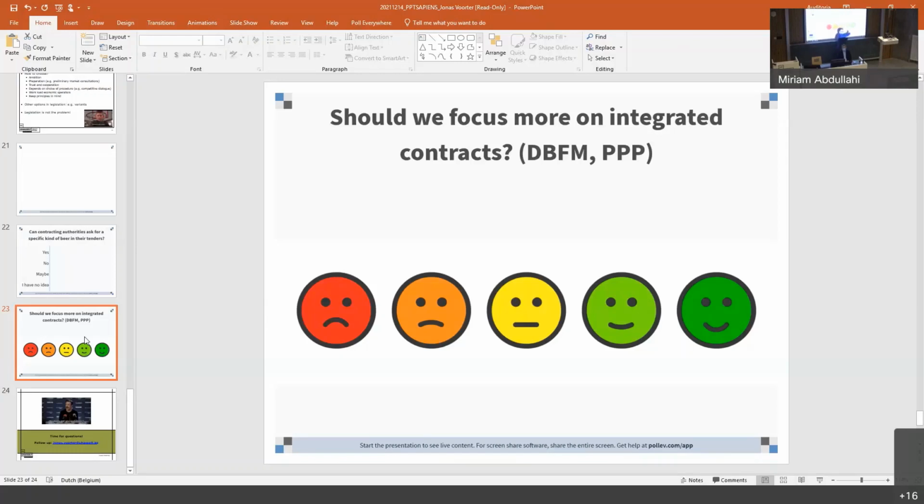Okay. So most of you say, yes, it is a good idea to focus more on integrated contracts. Why? It is also related to the question about life cycle costing, total cost of ownership. It's longer duration. We focus on the longer term.